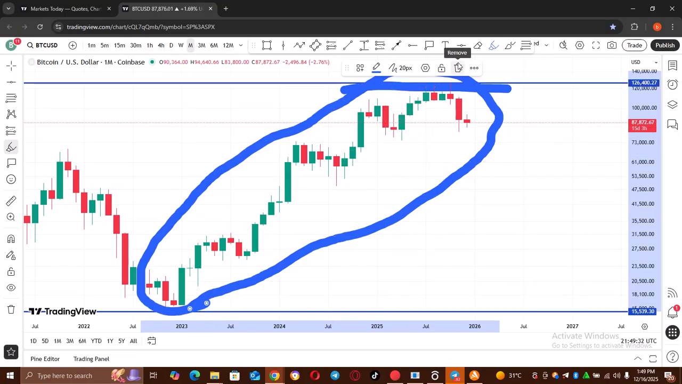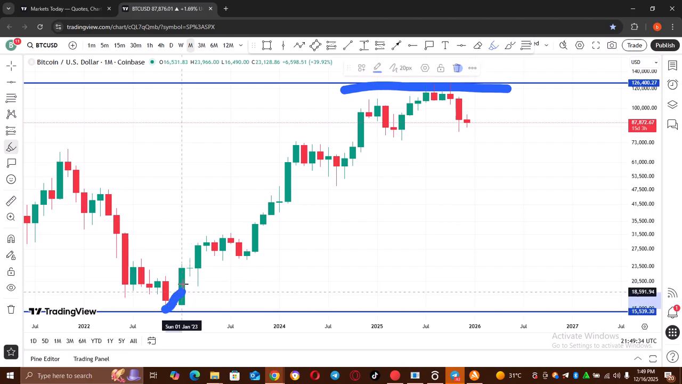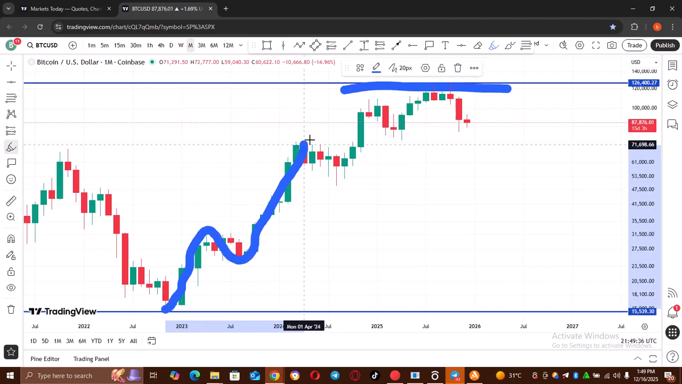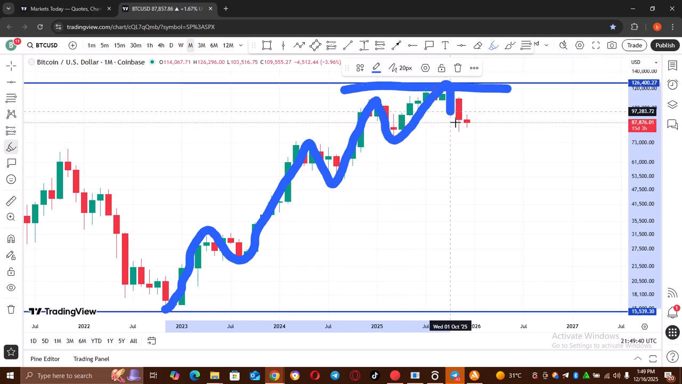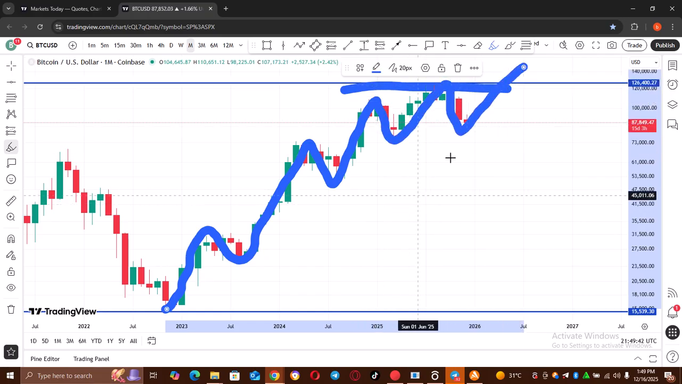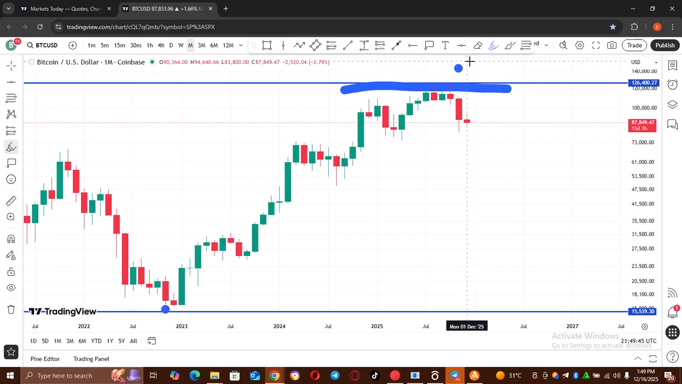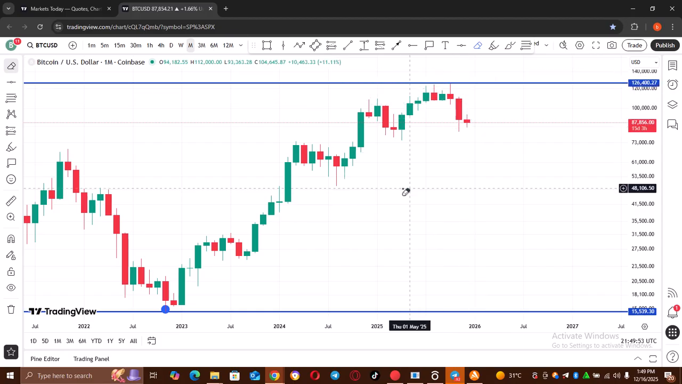So the question is, what is this overall structure on the monthly time frame? You will agree with me, the overall structure is not bearish, it's not ranging, but it's what? Bullish. So the overall structure of BTC on the monthly time frame is bullish, meaning overall buyers are in control. There is a buying pressure pushing the market all the way to the upside.